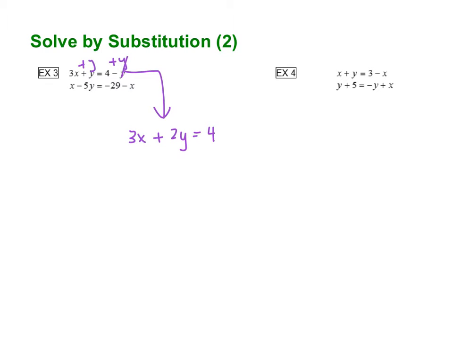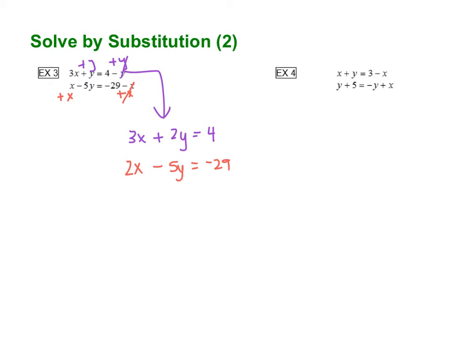All right, same thing with the bottom equation. I want to get those x's on the same side, so I'm going to add this x over to the other side so that we have 2x minus 5y equals negative 29. Okay, so that just cleaned up our equations a little bit. You may have to do something like that with these problems, so just keep that in mind.